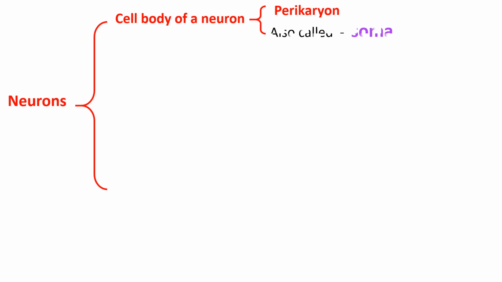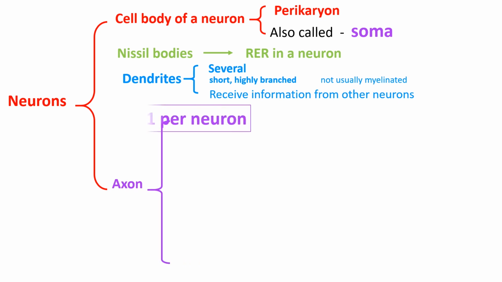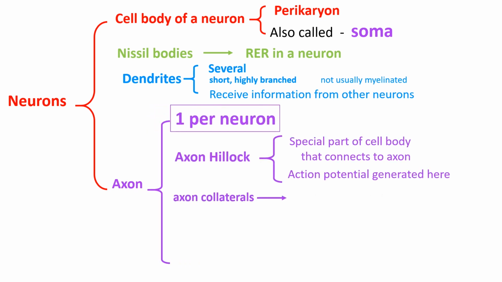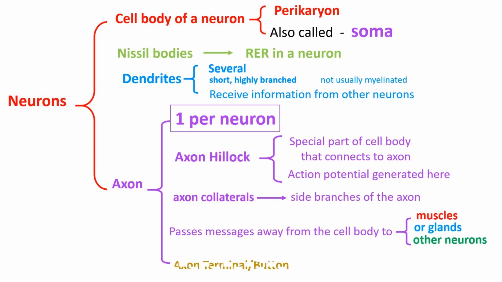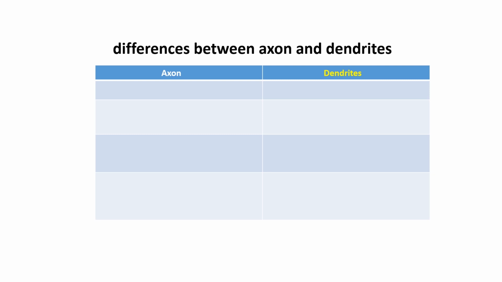This slide is another summary of what goes on in the parts of the neuron, and I'm going to leave you to view it at your leisure. This is a comparison between axons and dendrites, and I will leave it to you to study it.